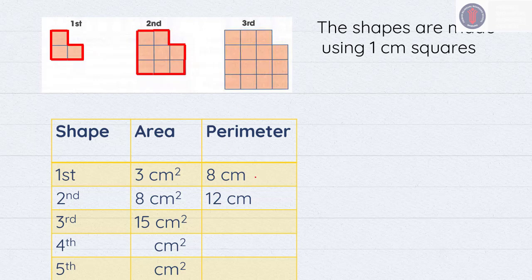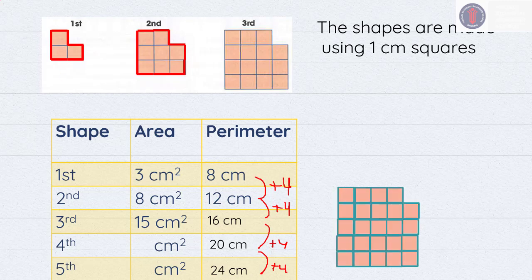And for the perimeter, we can see this one, 8 and 12. It will be plus 4. We can guess for the next, it will be plus 4. Is it true or not? So let's draw the fourth. Yes, let's see if it is plus 4, plus 4, plus 4. It's always plus 4. Let's see the shape.